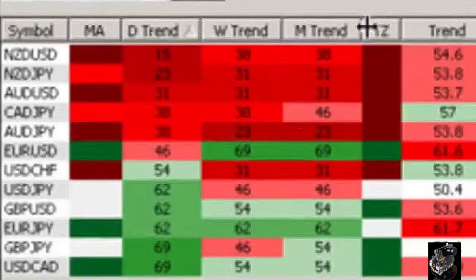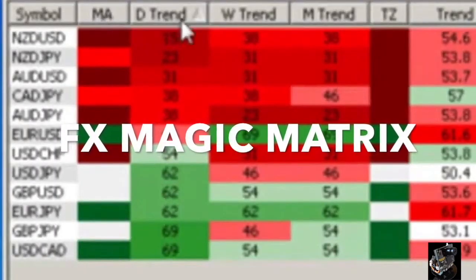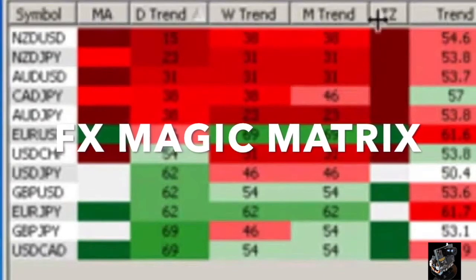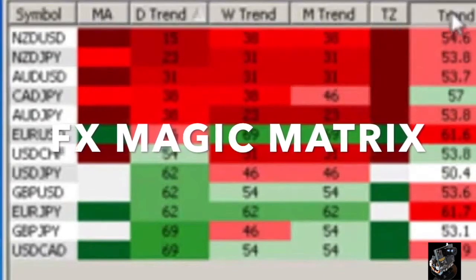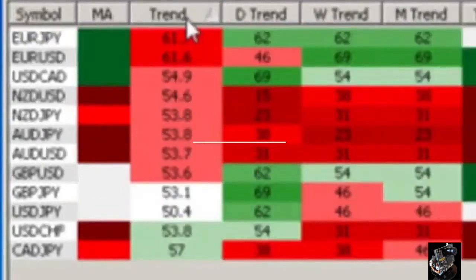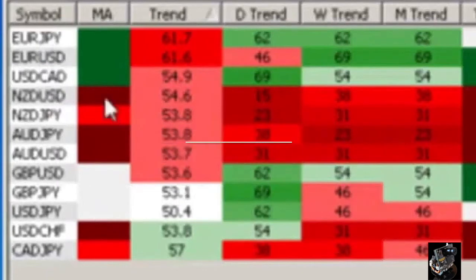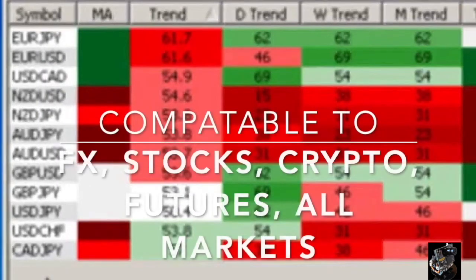So, for example, let me tell you, right off the bat, this right here stands for moving average. Then we've got daily trend, weekly trend, monthly trend. This trend is the current trend right now, and I can sort this chart based upon this column. The symbols you see are euro yen, euro dollar, dollar CAD. The list goes on. These are the top 12 major pairs. As you can see, there's only 12 of them that I have to worry about.